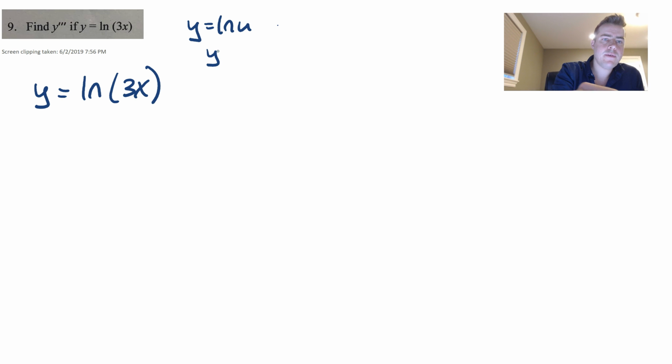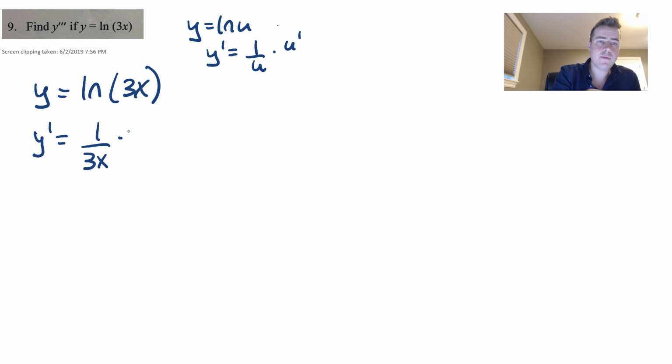When you're taking the derivative of that, you do 1 over u times the derivative of u. So for this it would simply be 1 over 3x times the derivative of 3x, which is 3. Well, 3 over 3 will just reduce down, so that's really just 1 over x. So that's the first derivative.